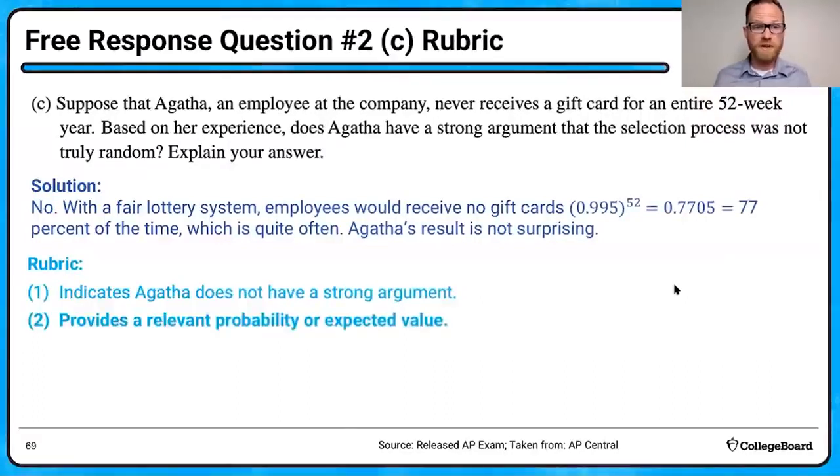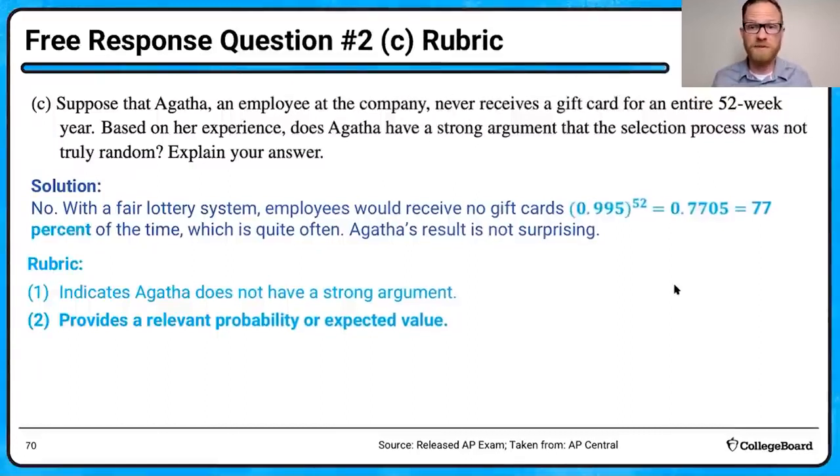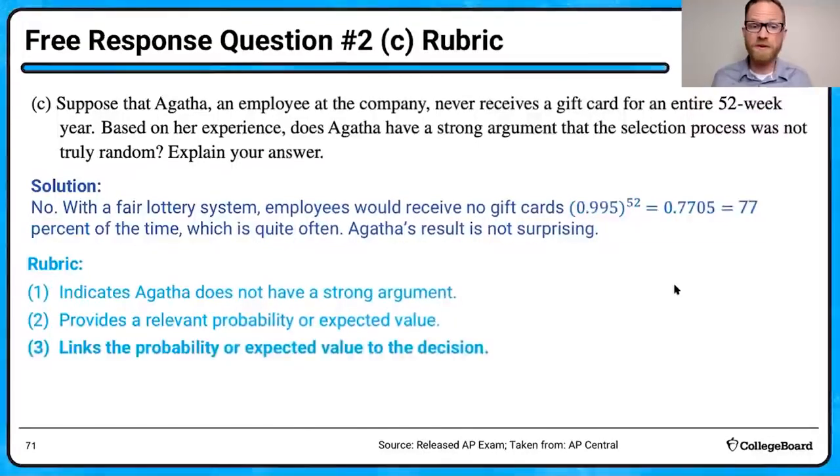The second part of the rubric is to provide a relevant probability or expected value. Now, we went the route of calculating a probability, and that was the 77%. So there's our relevant probability. And then the third component says to link that probability or expected value to the decision. So that 77%, we had to link to the decision, and we had to say that that was quite often. And so Agatha's result is not surprising here.